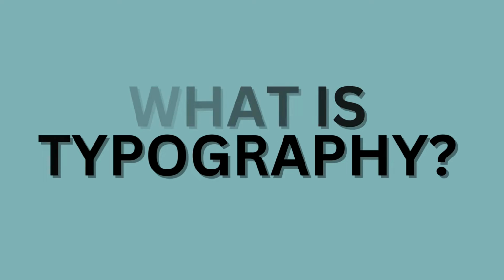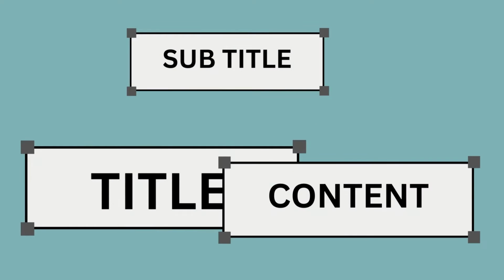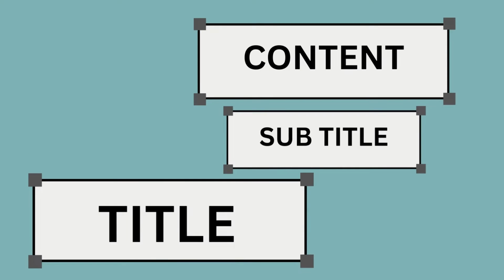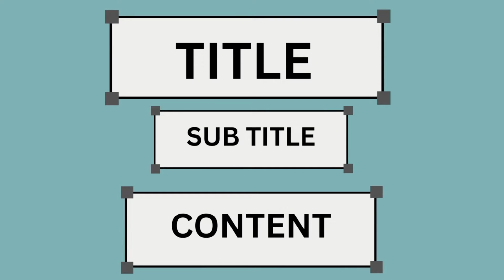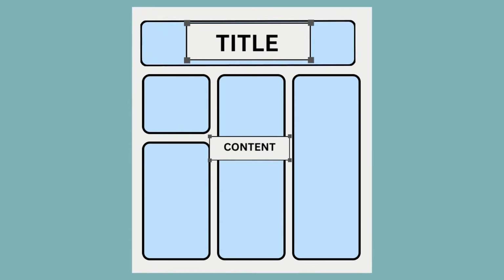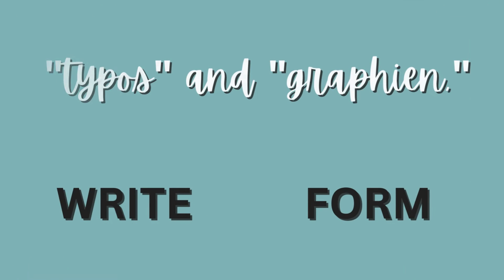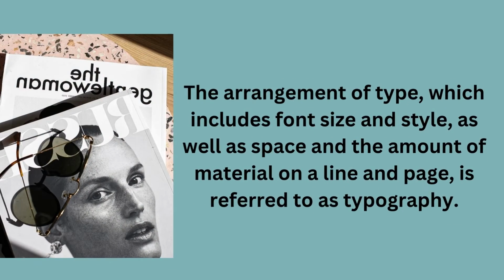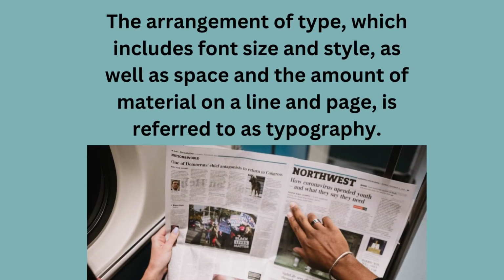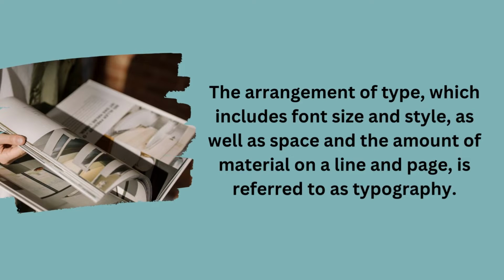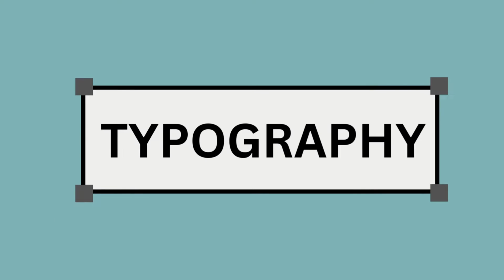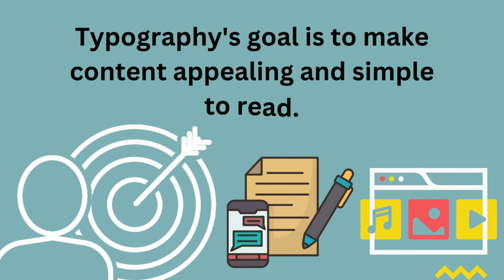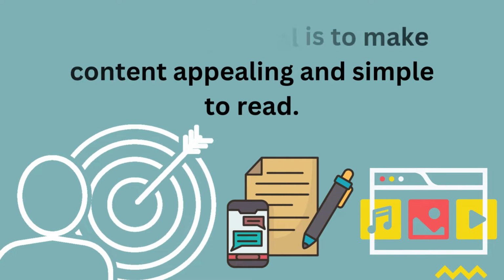What is typography? Typography is the practice of arranging printed letters into readable, visually appealing text. The word is derived from the Greek words typos and graphein, which mean to write and form, respectively. The arrangement of type, which includes font size and style, as well as space and the amount of material on a line and page, is referred to as typography. Typography's goal is to make content appealing and simple to read.